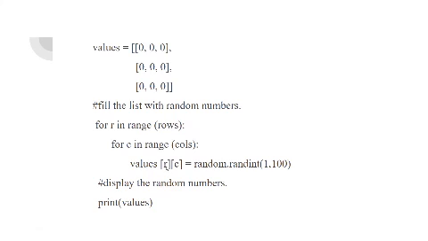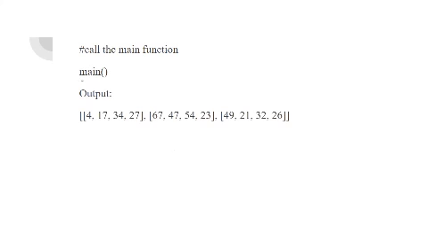values[r][c] represents the value of the row and the value of the column, and it is equal to random.randint(1, 100). This specifies random numbers between 1 and 100. It's going to display the random numbers, print values. Call the main function. We're just calling the main function. This is how an output looks like: 14, 17, 13, 34, 27, 16, 67, 47, 54, 23, 49, 21, 32, 26.